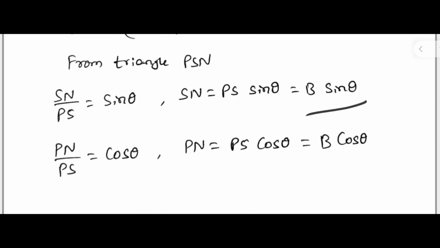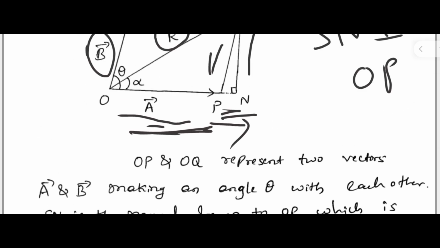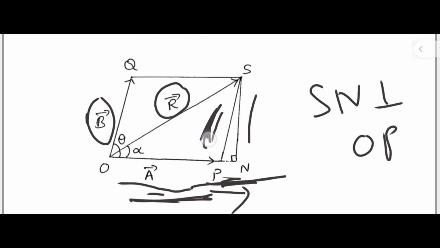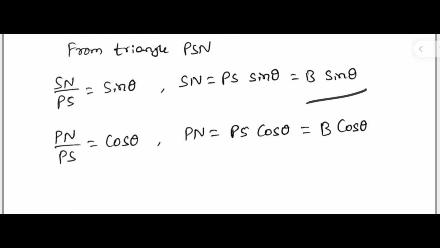Next is cos theta, which is adjacent by hypotenuse. The adjacent side is PN and the hypotenuse is PS. Interchanging the terms, PN equals PS cos theta. PS is again B from the diagram, so PN equals B cos theta. Now we have the values for SN as well as PN.